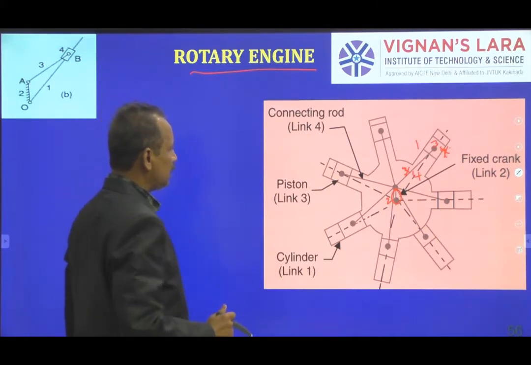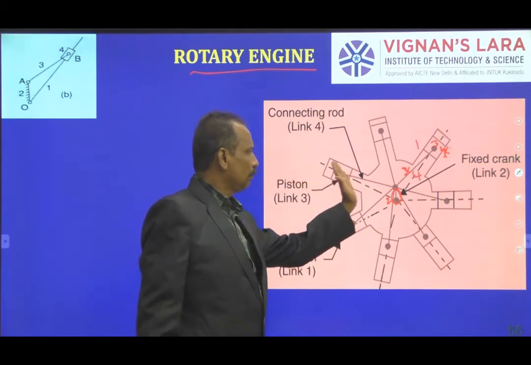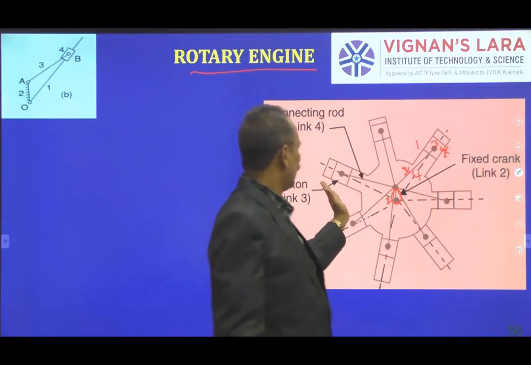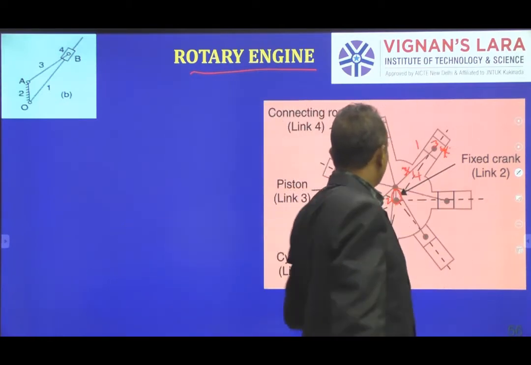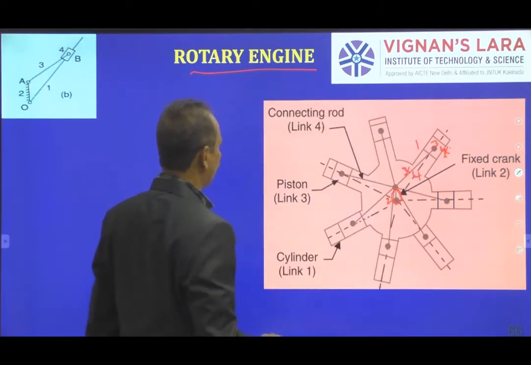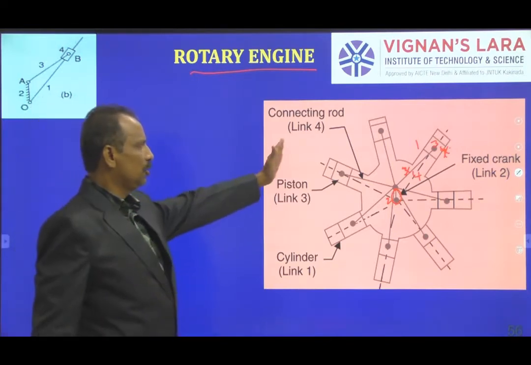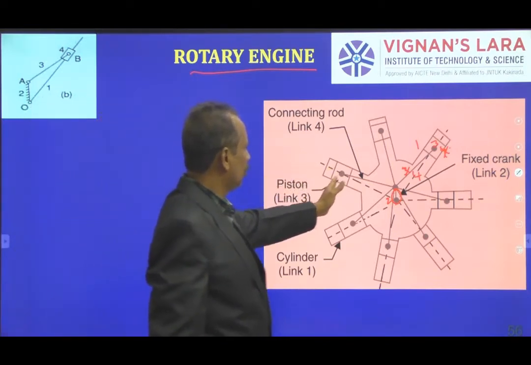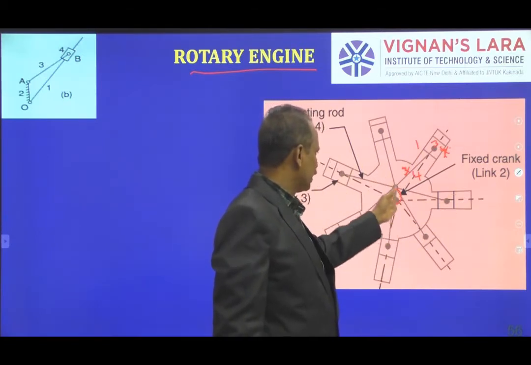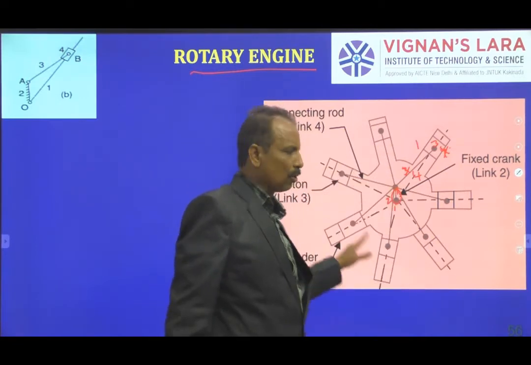Now in this case, what happens? When the pistons are moving in and out, the entire engine is going to be revolved. Okay. So n number of videos are available on YouTube. You can watch any one of the videos. You can easily observe this. By moving these pistons inside the cylinder, the entire engine is rotating.